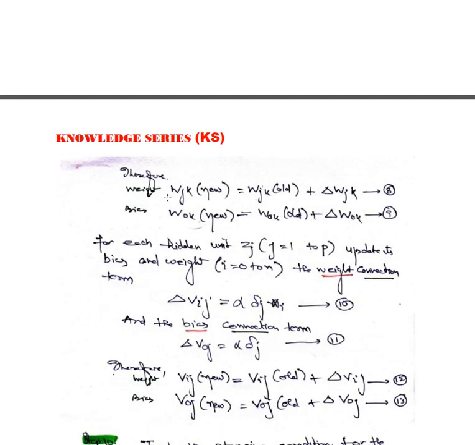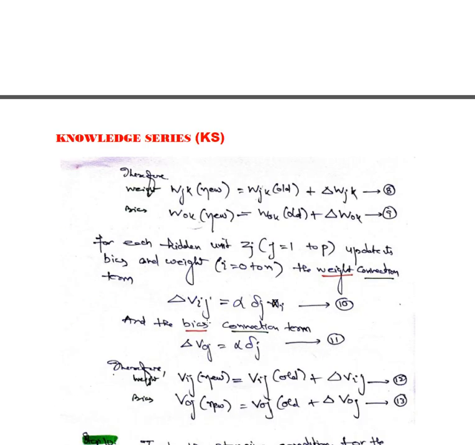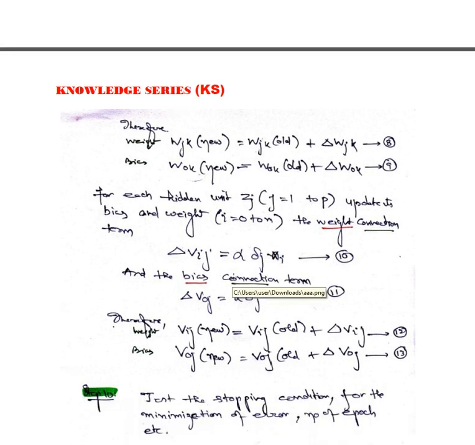Now the new weight with respect to the hidden and output link is the old weight plus the correction, the updated weight. Similarly, the new bias is the old bias plus its correction. Similarly we go for the hidden node. For the hidden node, the correction is a function of alpha into delta j into v_j.